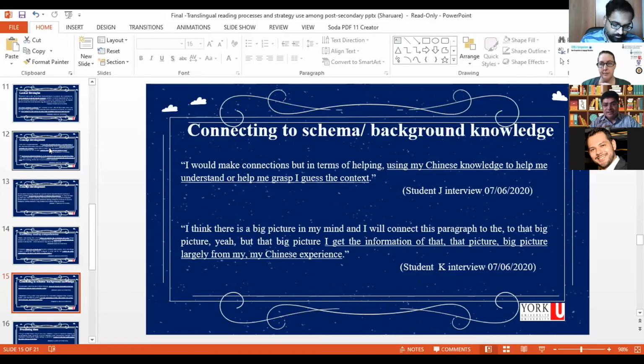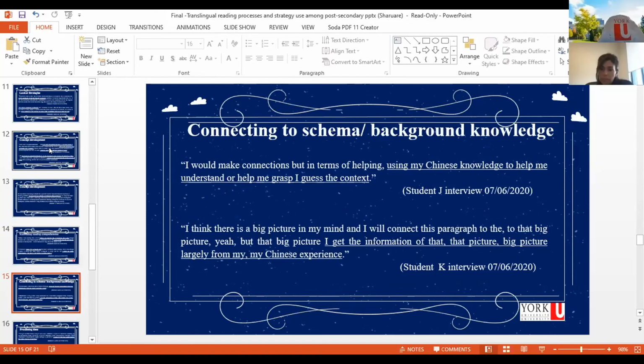the background knowledge, the context. One student says, using my Chinese knowledge helps me grasp, I guess, the context. Another student said, I guess the information of that picture, I have a big picture largely from my Chinese experience. So here the students negotiate meaning by involving semiotic resources, drawing on their multilingual and translingual repertoire. In the reading comprehension process, translingual practices are negotiated in the meaning-making process.